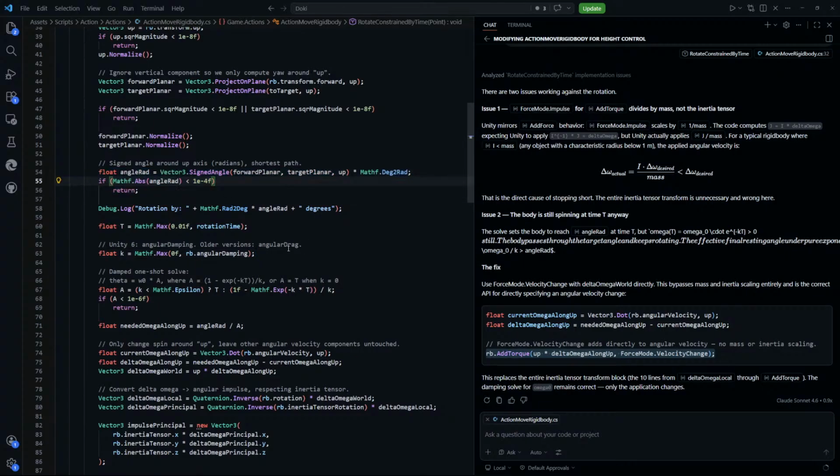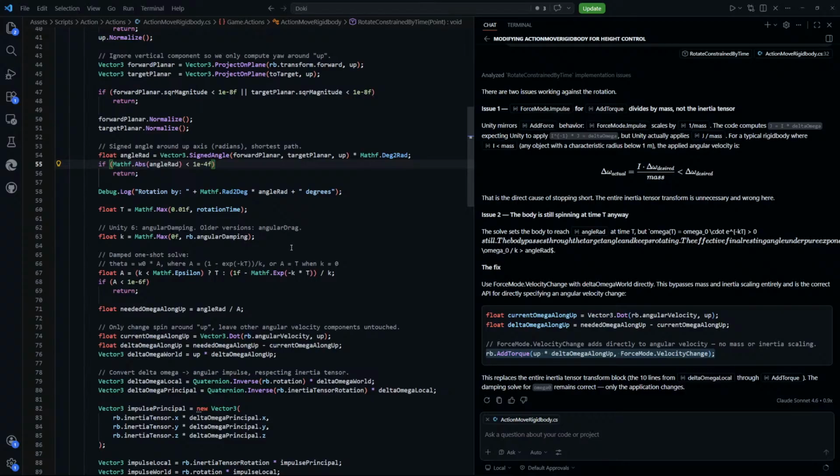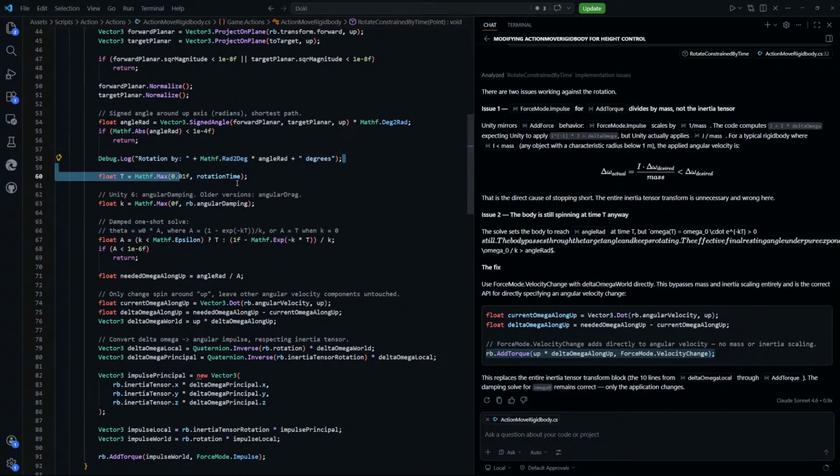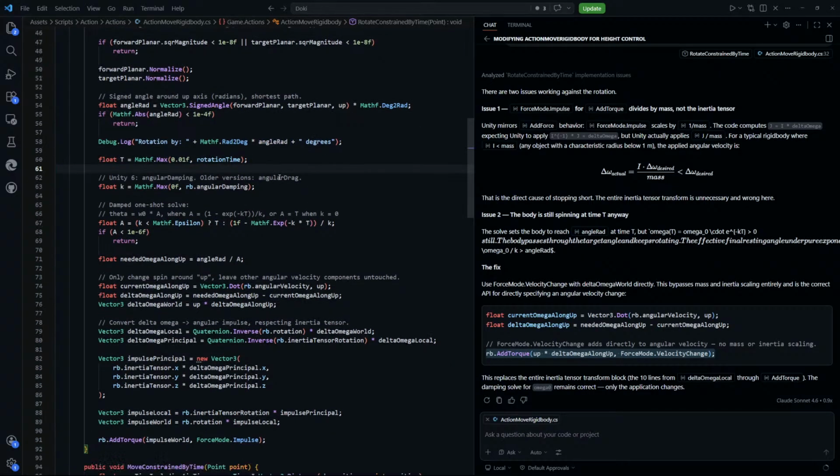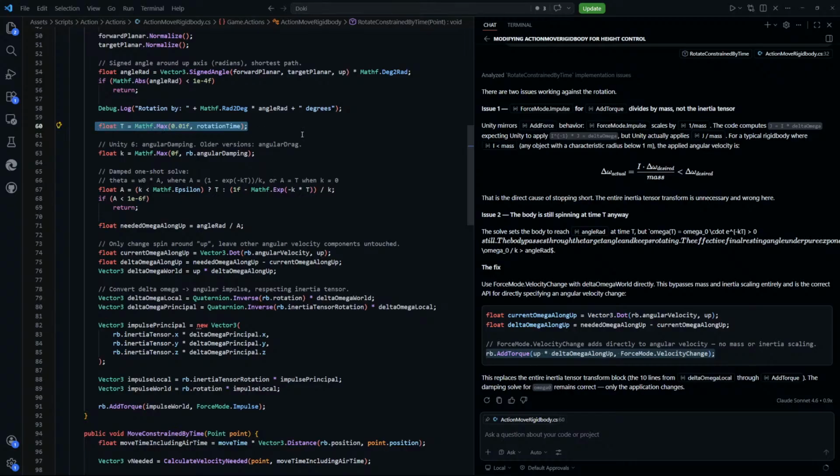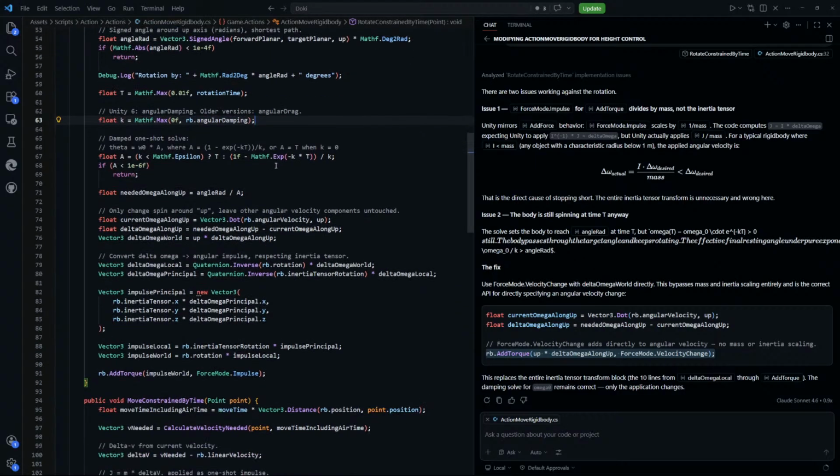Okay, so let's do this. Let's go through this very basic, step by step, and see if I can understand it fully. Let's see if we can get the correct rotation first of all. And then we have T, which is our rotation time, which we want to aim for. And then we have K, angular damping. And then we solve.